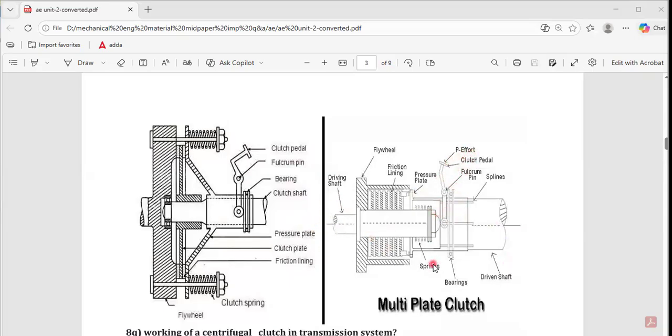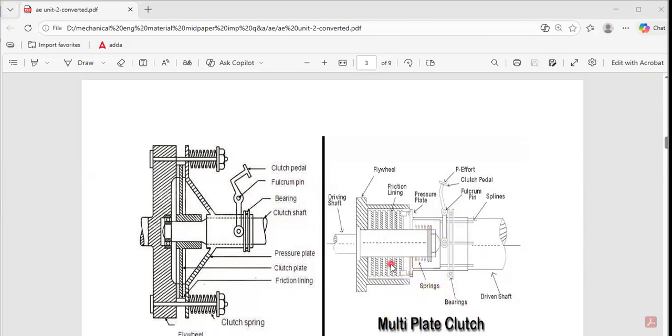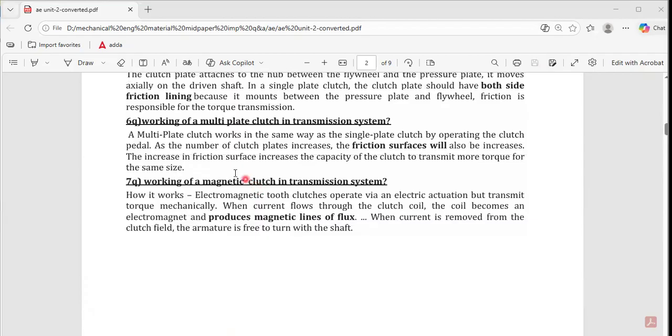Clutch effort is used here. So these are multiple clutches. Some springs and some bearings are there in the multi-plate clutch. If I am not wrong, I will take the definition. A multi-plate clutch works in the same way as the single plate, but the clutch pedal operation differs as the number of clutches increases.